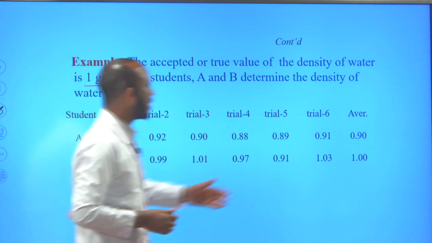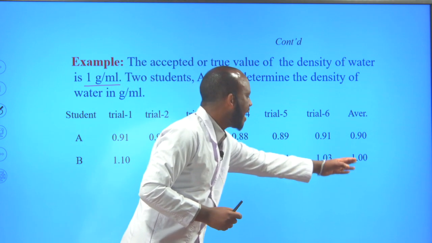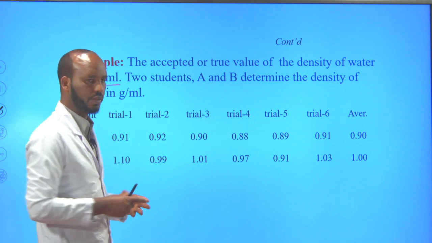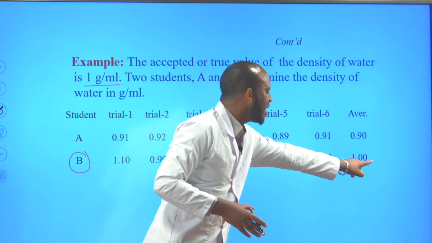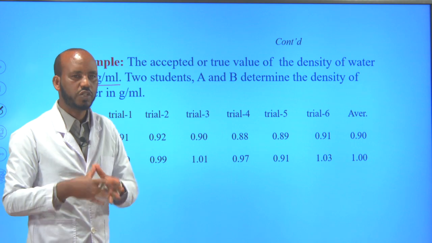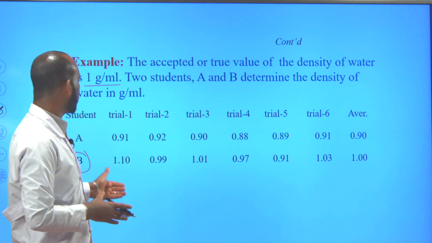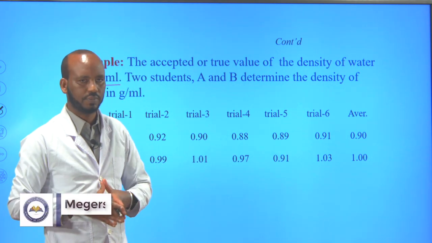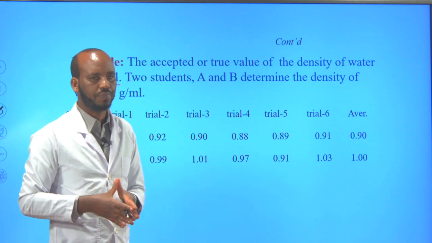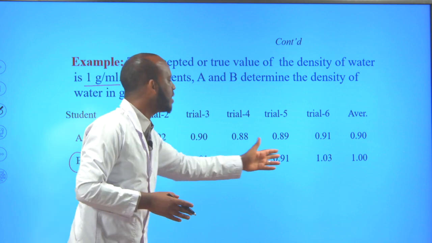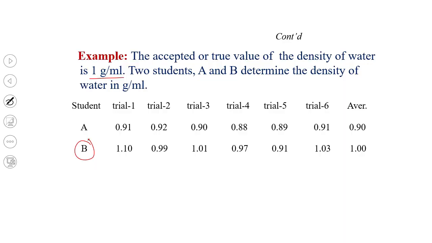Good. The average value of measurements or data of student B is 1. Now this coincides with the true value, the accepted value. Therefore, student B made an accurate measurement, you see? The average value, which is 1 gram per milliliter, coincides with the true value. As we said, accuracy is the extent to which a measured value coincides with a true value. Measurements of student A are closer to each other than measurements of student B. Therefore, data of student A is more precise than data of student B.